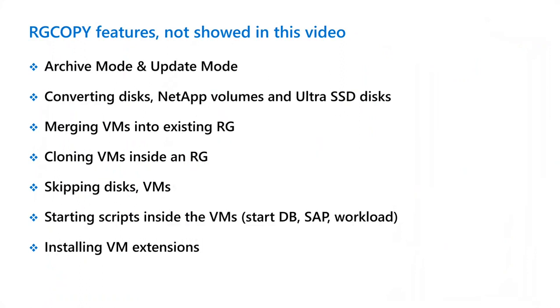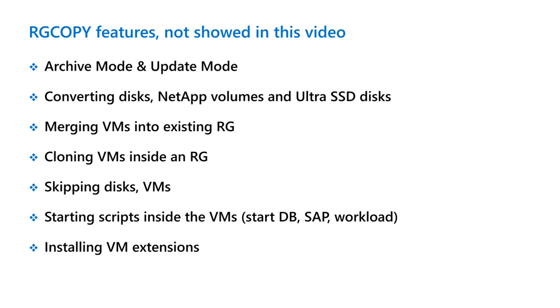RGCOPY has lots of other features that we did not discuss yet. I did not show you how archive mode and update mode work in detail. Let me list a few additional features. For Linux VMs, RGCOPY can convert Azure NetApp volumes to managed disks and vice versa. You can merge a VM into an existing resource group. I'm using this feature for copying a pre-configured jump box into a new resource group. You can clone a VM inside a resource group. This is useful for duplicating application servers. Keep in mind that renaming the VM on OS level must be done manually in a separate step.